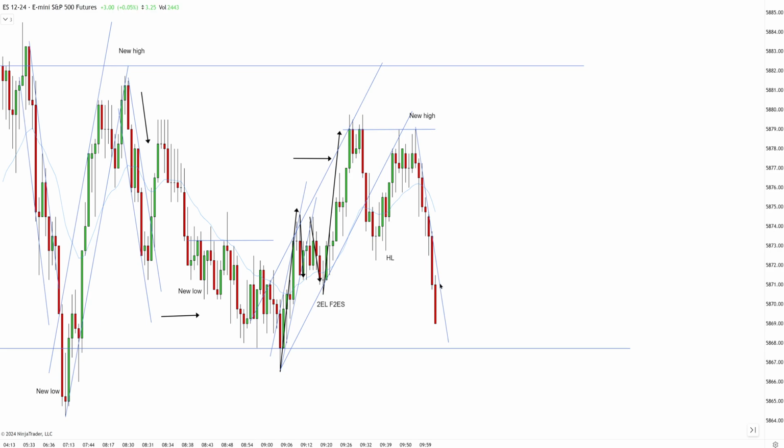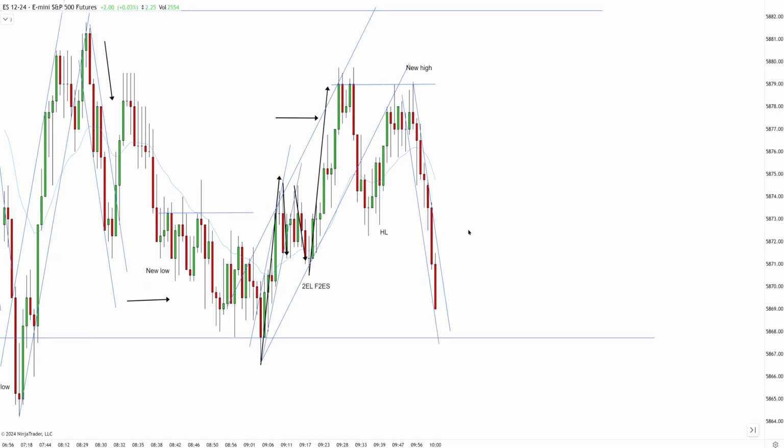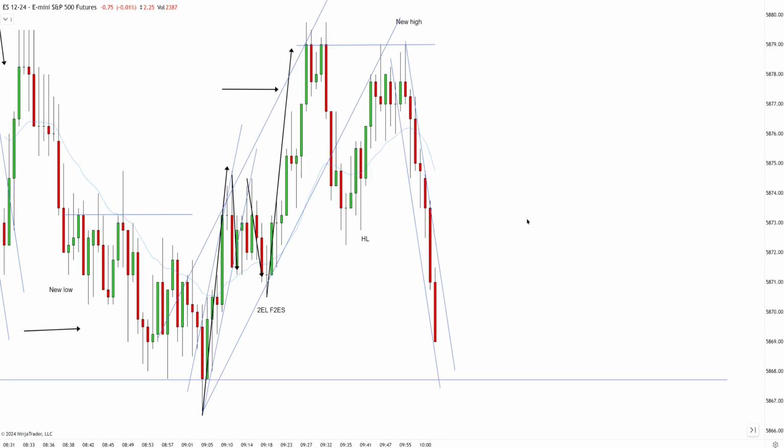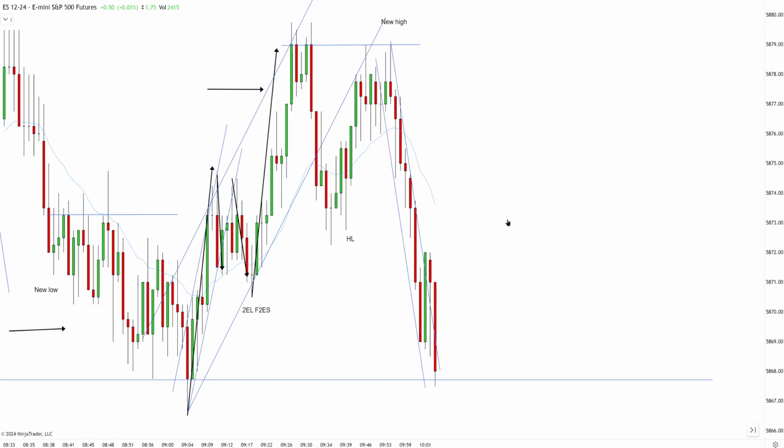So I have to redraw a brand new downtrend, something like this. So far, very uneventful price action. No setup for us to take. Very choppy and slow market compared to what we had on Friday.